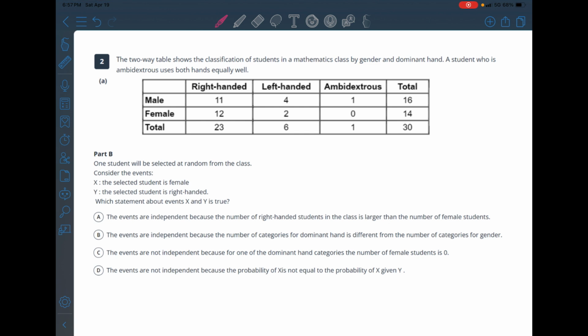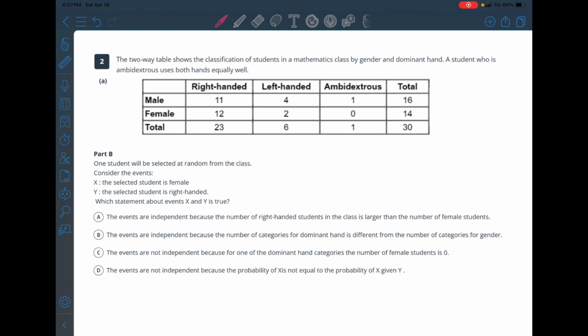So A says the events are independent because the number of right-handed students in the class is larger than the number of female students. That's not what independent means. Independent means one doesn't affect the other. So being female does not affect being right-handed any. So the events are independent because the number of categories for dominant hand is different from the number of categories for gender. Doesn't matter. That's not what that is.